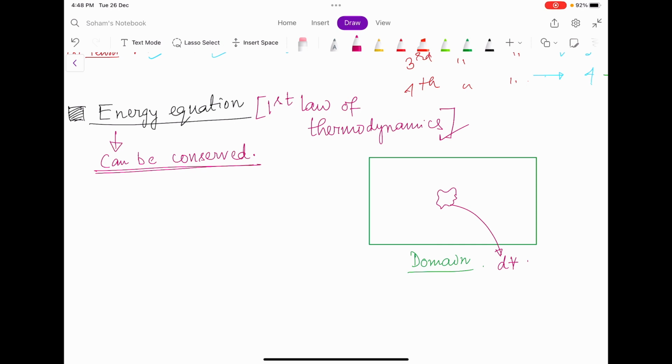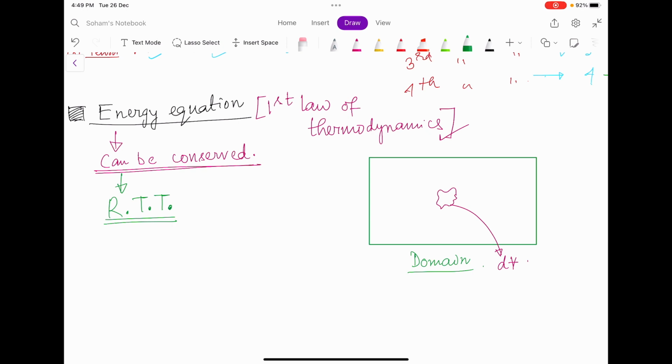I will go by two approaches. The first approach is by Reynolds Transport Theorem, RTT. I will start by RTT. I can apply RTT on any quantity that is conserved, be it a scalar or a vector. In fluid mechanics, we have applied it on mass, which is a scalar, and also on vectors like momentum or angular momentum.